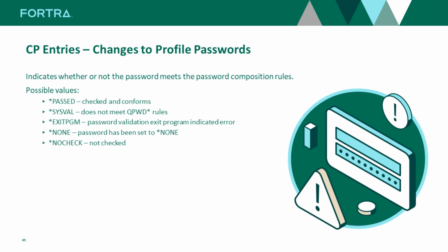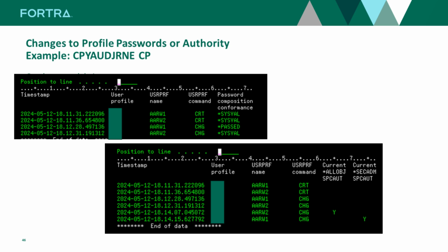So another example, probably used the most of all, are the CP entries. So when we're looking at profiles, right, we not only want to know when profiles are getting created, but when they're being created, are their passwords actually meeting the composition rules? There's ways to force profiles to be created now with that password meeting the composition rules. I would say the majority of shops still aren't doing that, but there is still a way to know in that CP entry if that password met all the composition rules.